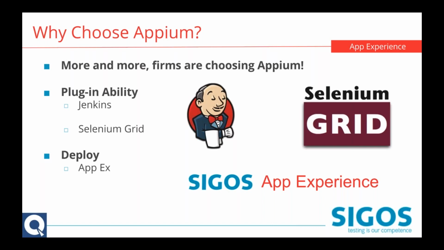Jenkins works great with Appium and the command line tools. We're able to run this whole automation suite right from Jenkins. You never have to go into an IDE again when you set this up if Jenkins is responsible for actually kicking off and running your tests. So not only are you able to, with Jenkins and the Selenium grid, run on your local devices, you're then able to deploy your application with your application test code as well as your application code to SIGOS App Experience.